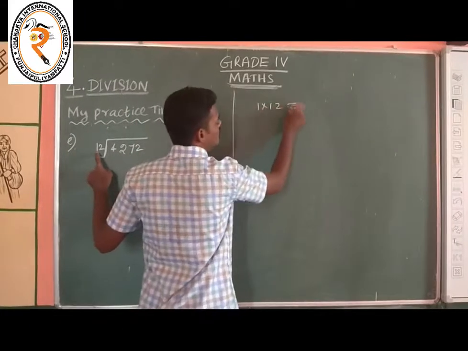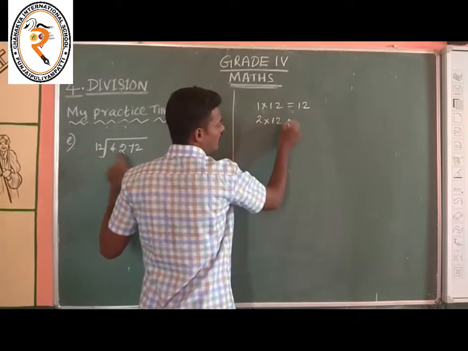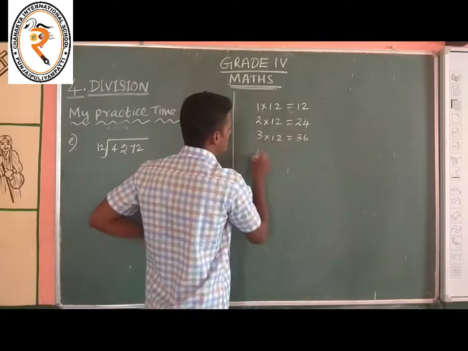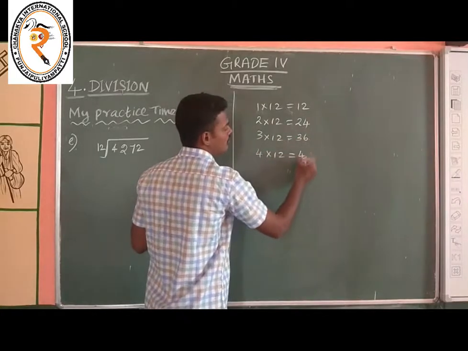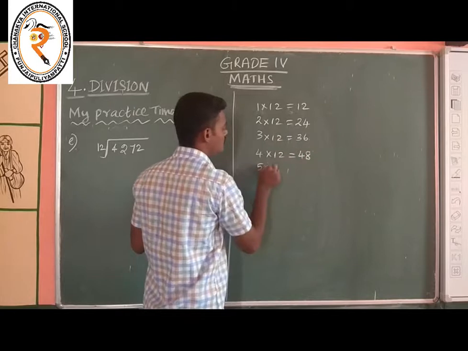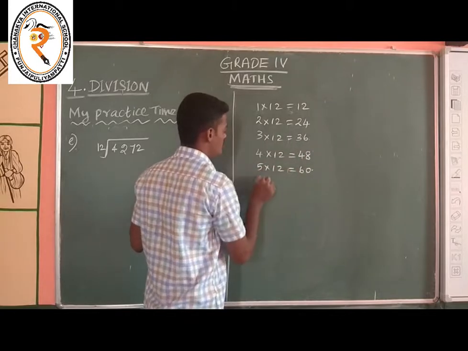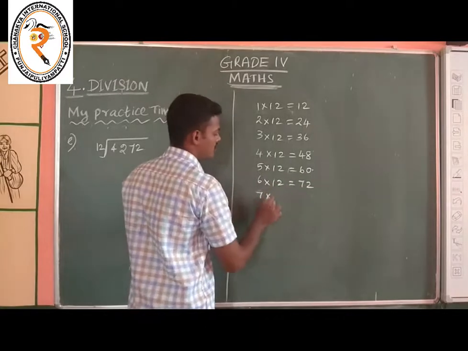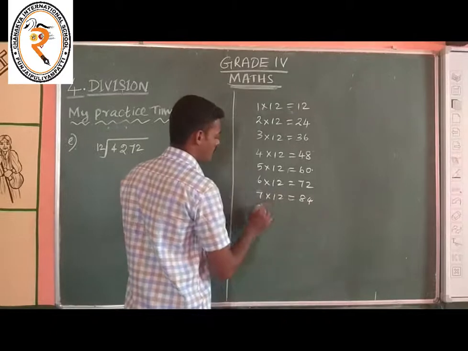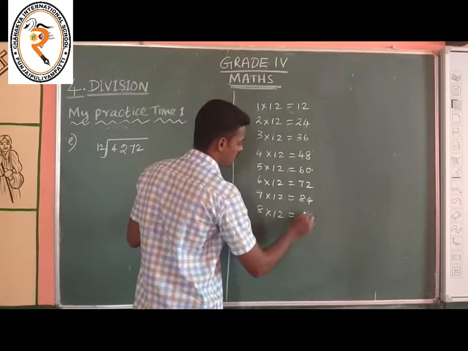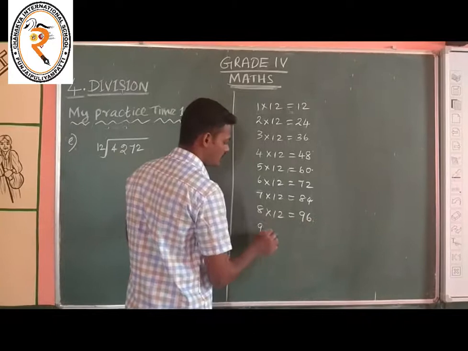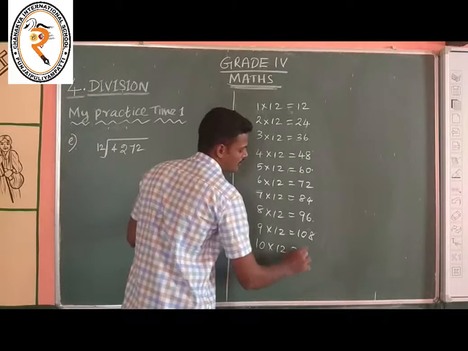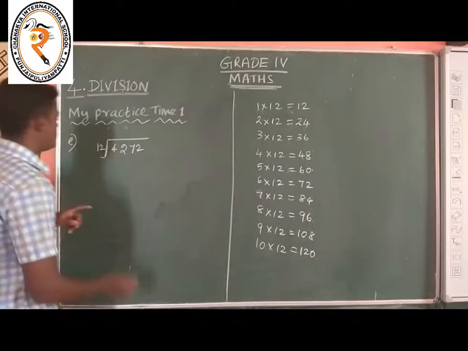1 12 is 12, 2 12s are 24, 3 12s are 36, 4 12s are 48, 5 12s are 60, 6 12s are 72, 7 12s are 84, 8 12s are 96, 9 12s are 108, 10 12s are 120. First we select 4.